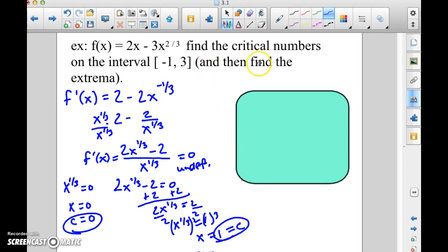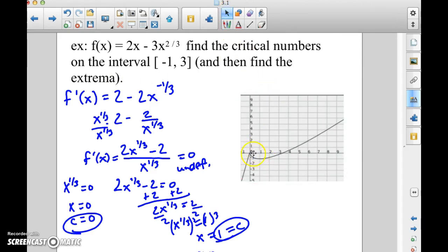So then if the next part says find the extrema, let's just look at the graph for a second here. So you see at 0, we have a critical number because what's going on there? Remember, 0 came from where the denominator was equal to 0, so the derivative's undefined. There's a cusp there. So that's a possible max or a min. And then at 1, possible max or a min.